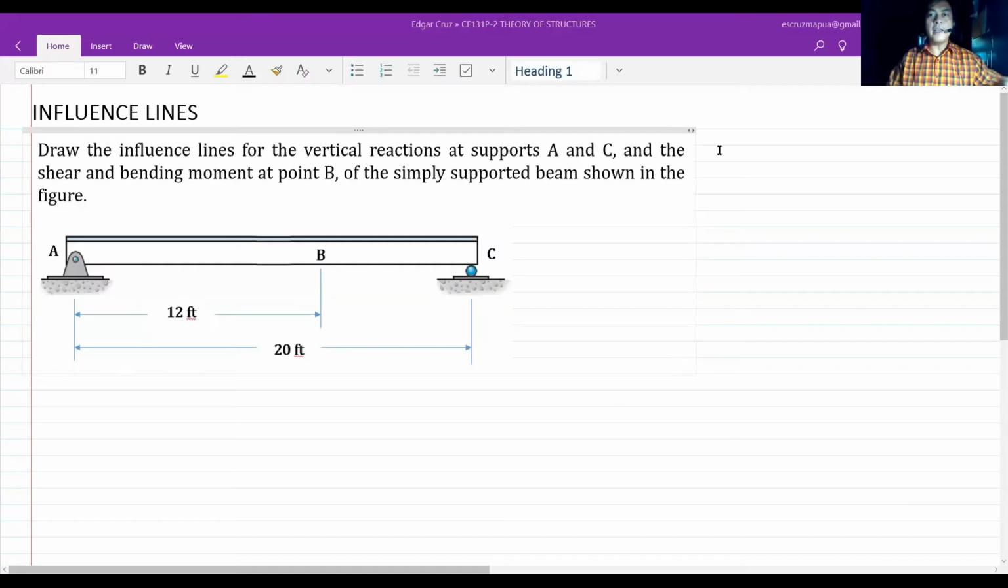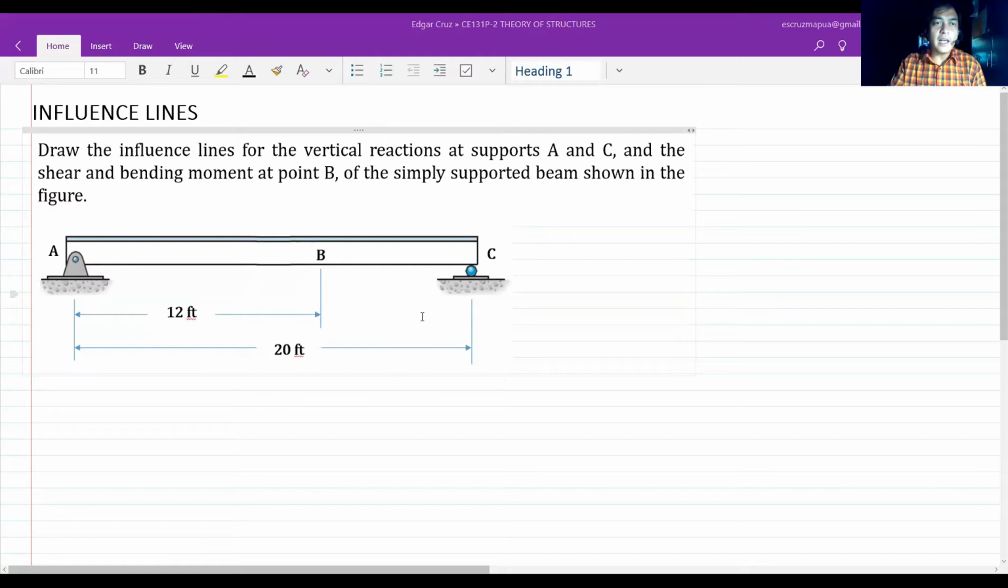So let me share my screen in the next example. Okay, so for this example, we're asked to draw the influence lines for the vertical reactions at supports at A and support at C. At the same time, influence line for the shear and bending moment at point B. So as shown in the figure, point B is 12 feet measured from the hinge or point A support of this simply supported beam shown in the figure.